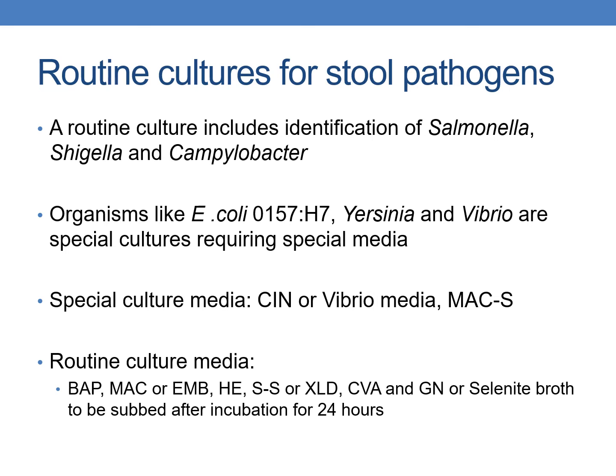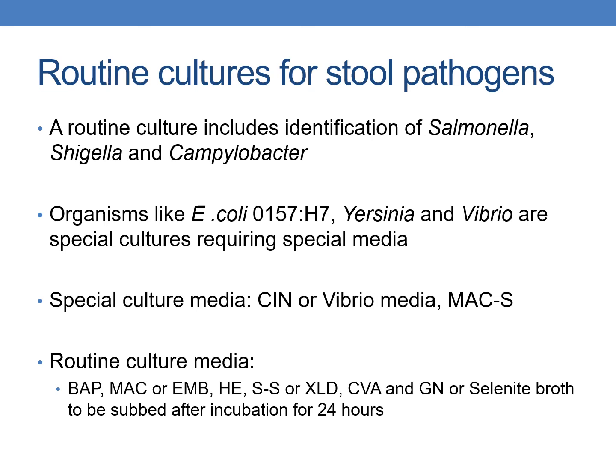Okay, special media would be CIN. CIN is for the isolation of Yersinia enterocolitica. There's also special media for Vibrio cholerae, and then MacConkey with sorbitol is our best media to isolate E. coli O157:H7. For a routine culture, we're going to set up a blood and then some sort of mildly selective media such as MacConkey or EMB.